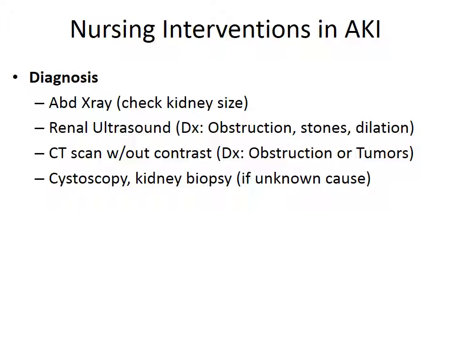Diagnosis of acute kidney injury includes an abdominal X-ray to check the kidney size. A renal ultrasound is done to diagnose obstruction, stones, or dilation of the ureters. A CT scan without contrast dye will also diagnose obstruction or tumors. And remember, if kidneys are doing poorly, you would not ever want to give a patient any contrast dye, as they would not be able to eliminate it through the kidneys, and it can further cause issues with their renal failure. And if other options are not turning up anything, or a physician wants to look further, often a cystoscopy is done where a scope is inserted into the kidney structures, or a kidney biopsy if there's an unknown cause of what is happening or a tumor is suspected.